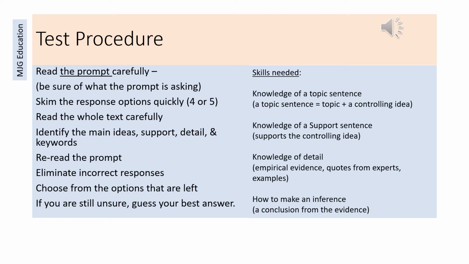Reread the prompt, eliminate incorrect answers. This is very important because usually, let's say you have 4 or 5 answers, usually 2 can be eliminated immediately because they're completely wrong. So you're down to choosing the correct answer from 3. Choose from the options that are left. If you're still unsure, you're going to have to guess your best answer.